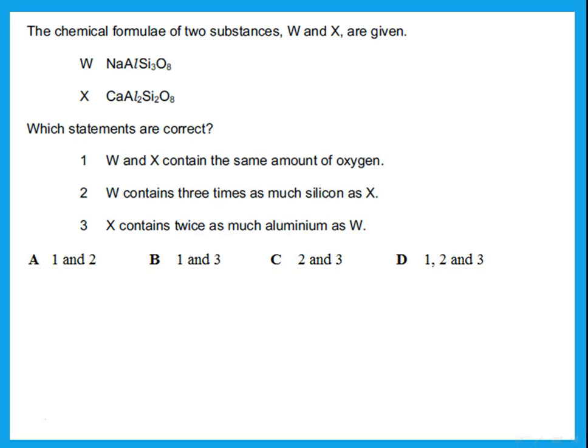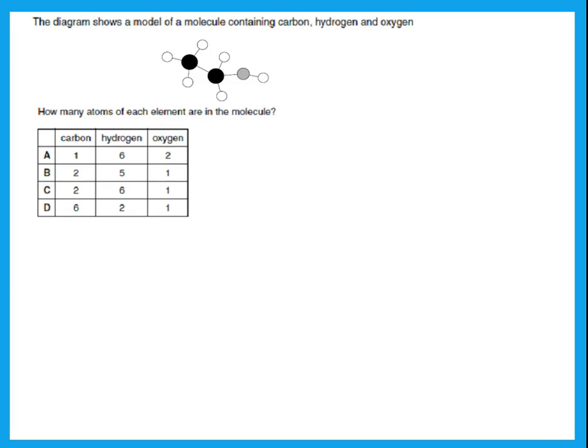Statement 3, X contains twice as much aluminium as W. Okay, where is aluminium? W has 1 aluminium, X has 2 aluminium, so this is a correct statement. So 1 and 3 are correct, so my answer is B.